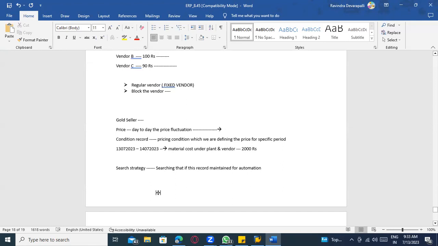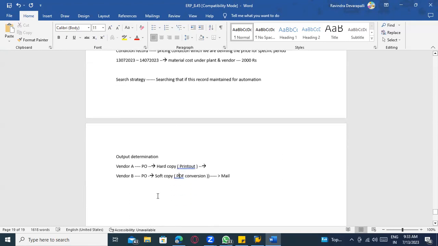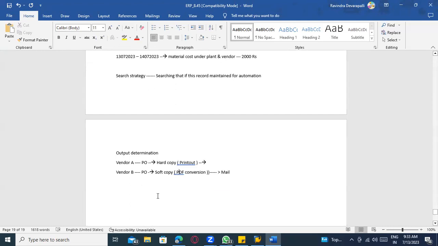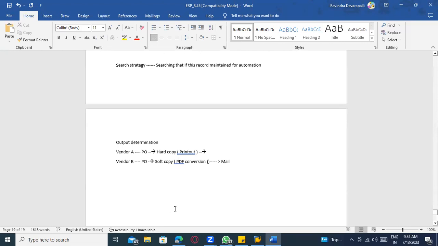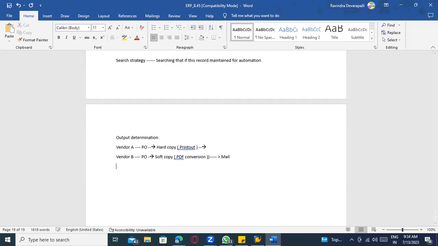So basically condition records are search strategies where we give the condition: when this applies, it should work like this. It may be a pricing condition, an output condition, or a batch condition. So what is batch management? Suppose I'm planning to send goods for a customer delivery today. I have stock in batch one, batch two, and batch three, different batch stocks.